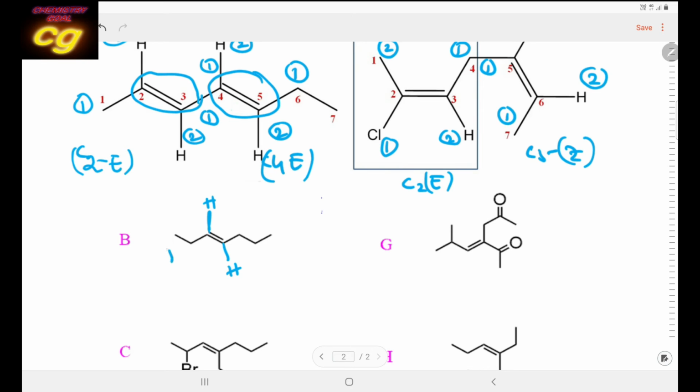So this is 1, this is 2, this is 1, this is 2 as per the priority order. So carbon attached to carbon, carbon attached to hydrogen, so 1 2 1 2. So 2 2 1 1 opposite, that's why it is E. Opposites means E.